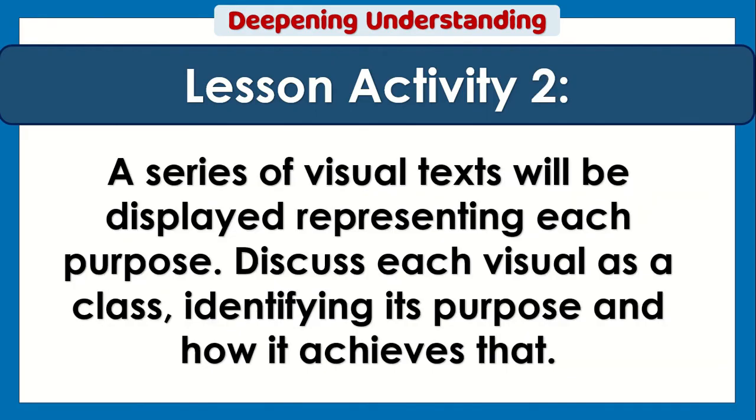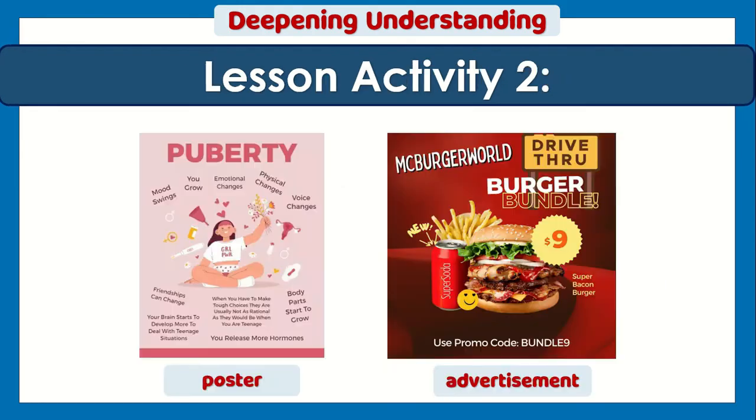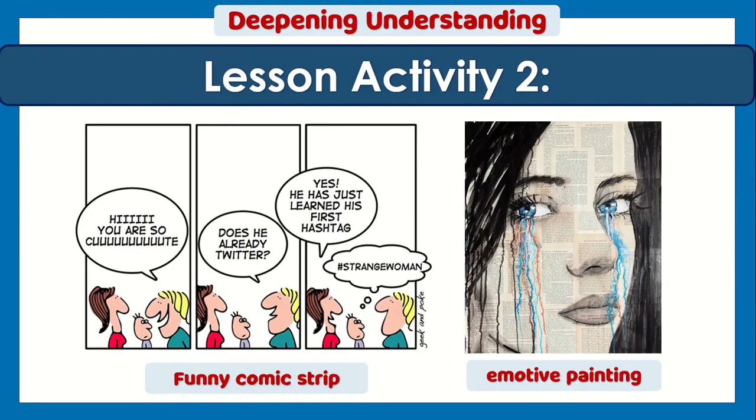For Lesson Activity 2, a series of visual text will be displayed representing each purpose. Discuss each visual as a class, identifying its purpose and how it achieves that. Lesson Activity 2. We have a poster and an image or picture of an advertisement. Next is an illustration of a funny comic strip and an image of an emotive painting.